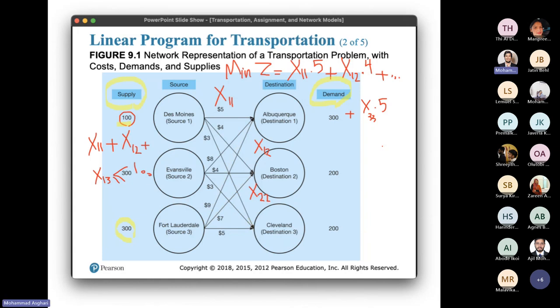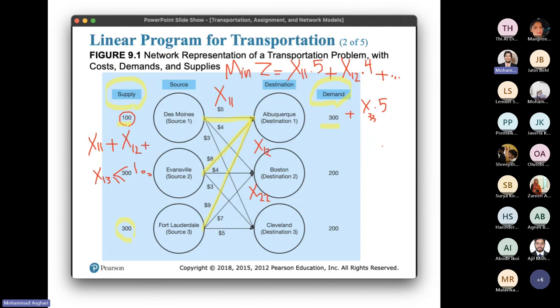All products sent to each destination must be exactly the same as, equal to, the demand of that destination. For example, all items shipped from source number one to destination number one, and all items shipped from source two to destination number one, and all items shipped from the last source to the first destination should be equal to 200 units. This is the demand of destination number one.